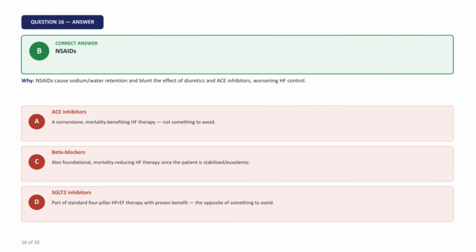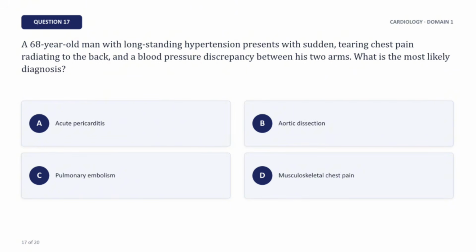Now, why isn't A correct? A cornerstone, mortality-benefiting heart failure therapy, not something to avoid. Now, why isn't C correct? Also foundational, mortality-reducing heart failure therapy once the patient is stabilized or euvolemic. Why isn't D correct? Part of standard 4-pillar heart failure reduced ejection fraction therapy with proven benefit, the opposite of something to avoid. Let's move on to the next question.